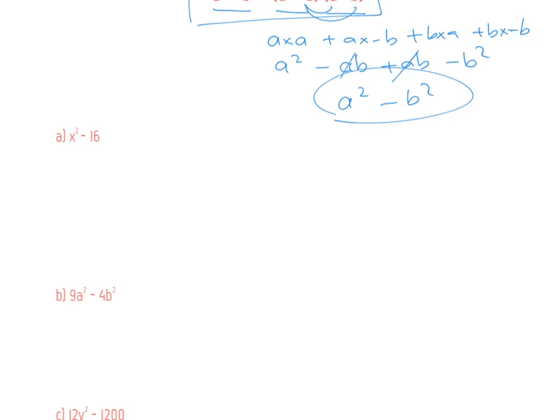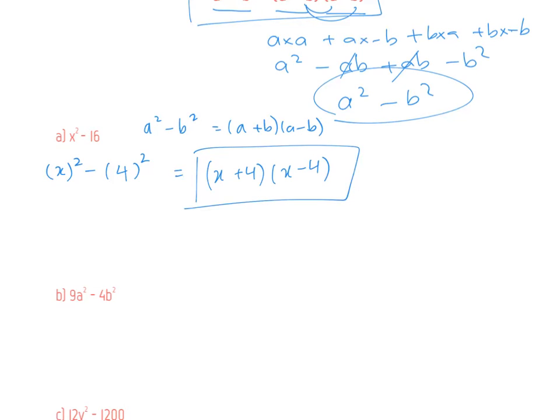So we have x squared minus 16. Now we know the rule says if we have a squared minus b squared, that gives us a plus b and a minus b. So let's rewrite this in terms of a squared minus b squared. So we have x squared minus something squared. Something squared should give me 16. So that is 4 squared. So I could rewrite this as x plus 4 and x minus 4, and that's it. That's my factorised form.